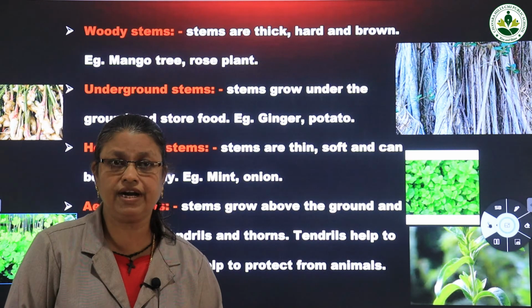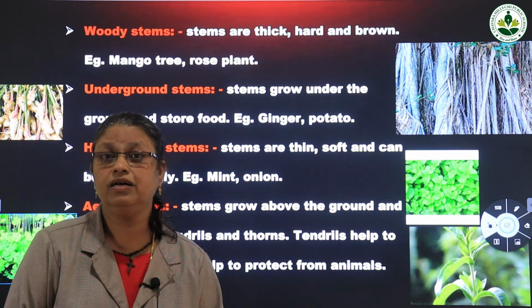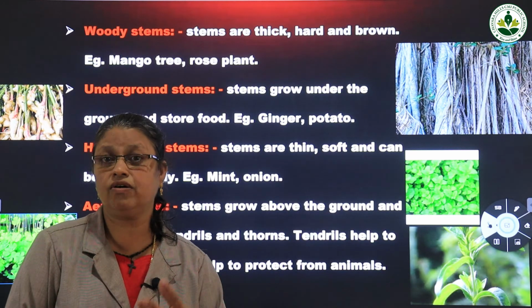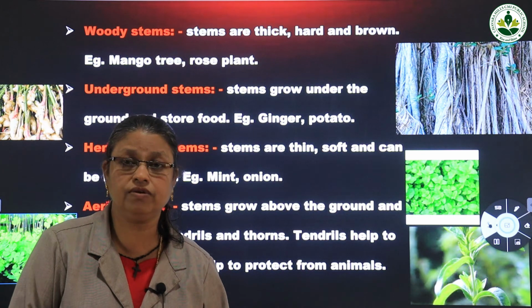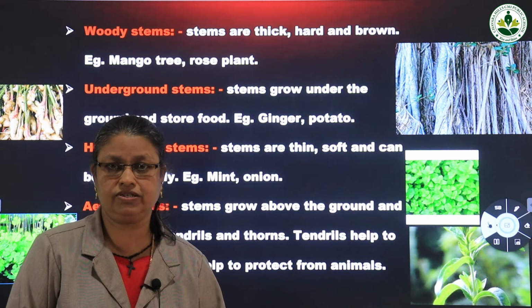The stems are modified as tendrils, and in some plants like rose, they are modified as thorns. Some thorns are there on the stem. So what is the purpose of thorn? The thorn is used to protect the plant from animals.